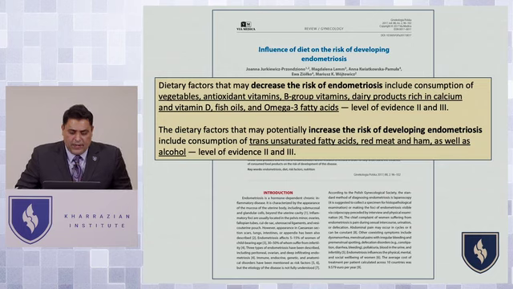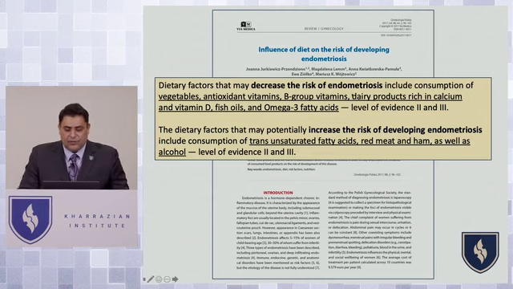Now, endometriosis is another main group of research that we've talked a little bit about. Again, same thing that you see with endometriosis. The biggest thing with endometriosis is fatty acids, prostaglandins, fish oils, omega-3 fatty acids, and trans fats. So dietary factors may decrease risk of endometriosis. It includes consumption of vegetables, antioxidants, B vitamins, dairy products, vitamin D, fish oils, omega-3 fatty acids.